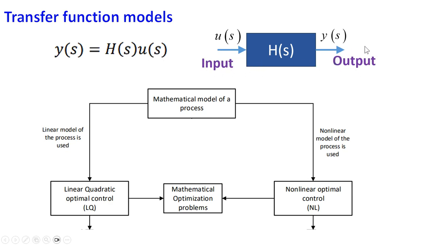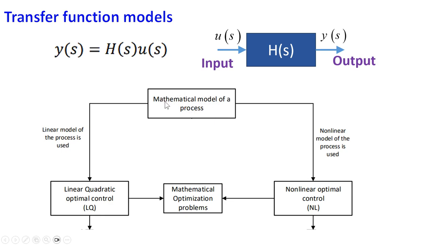In this course, we will not be using transfer function models, so we will not talk about these kinds of models in detail. However, it is also possible to use transfer function model along with MPC. Now let us go back to our state space model. In general, a mechanistic model that is obtained by mass, momentum, and energy balances are nonlinear in nature.